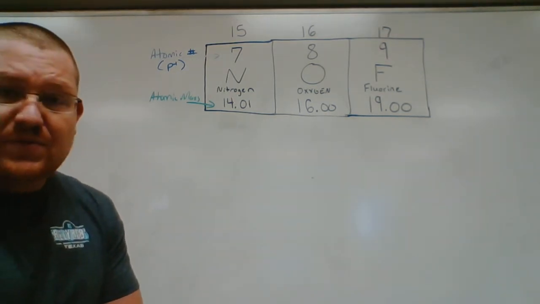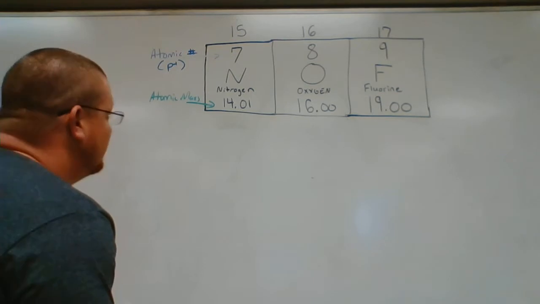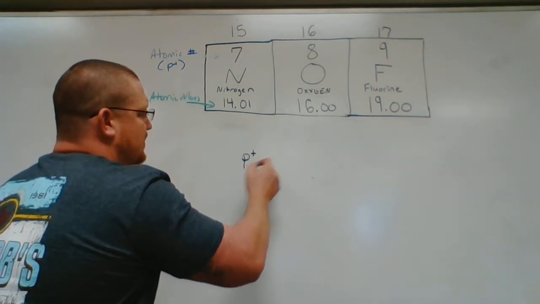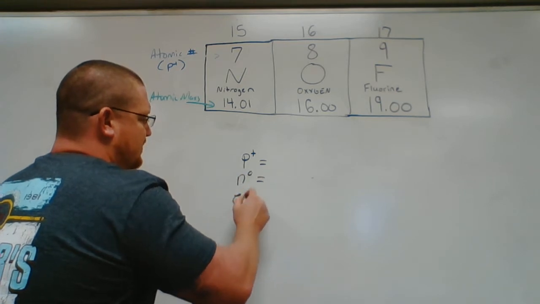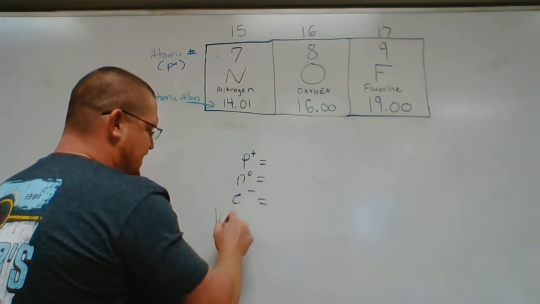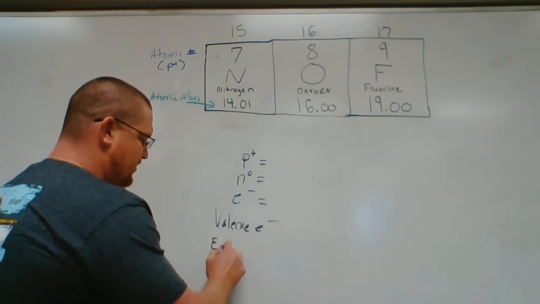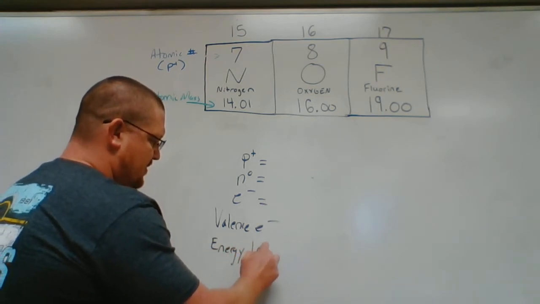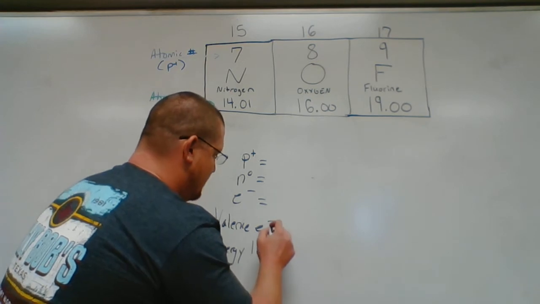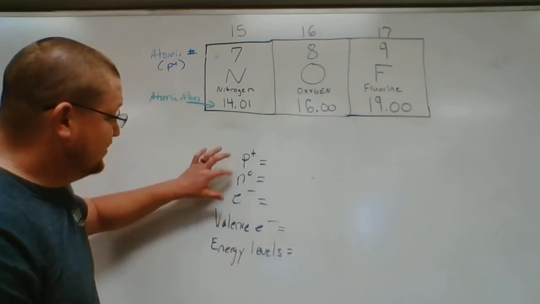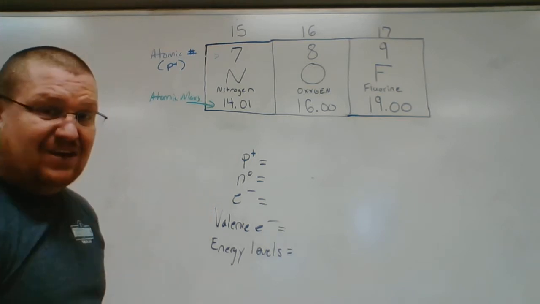So, real quick, we're going to run through a couple things. We're going to learn how to find protons, neutrons, electrons, valence electrons, and energy levels. I know my handwriting is gorgeous, right? So protons, neutrons, electrons, valence electrons, and energy levels.